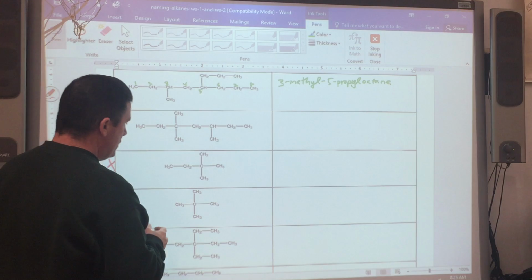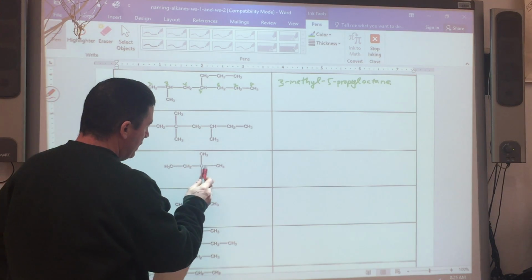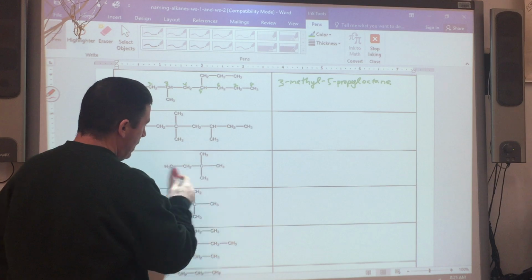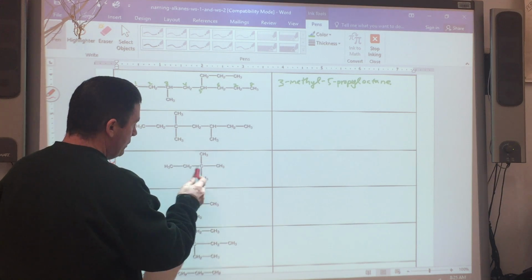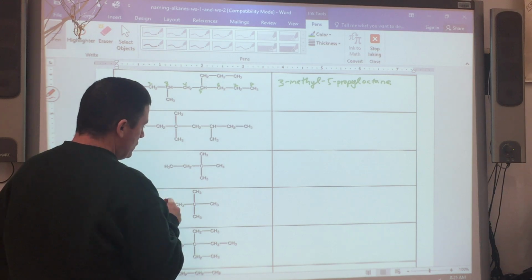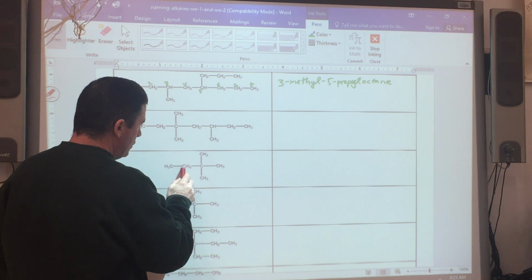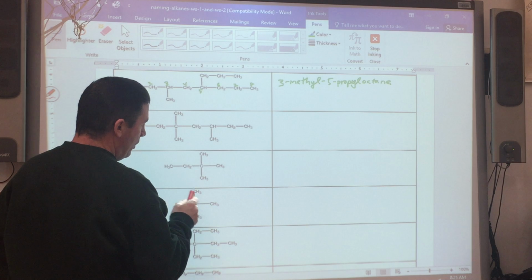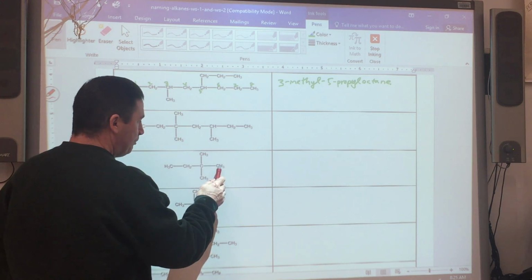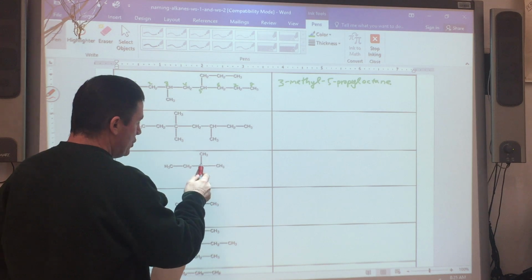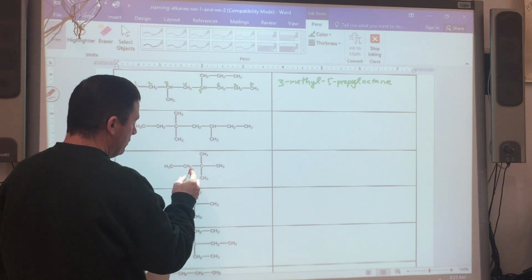This one seems a little bit easier. 1, 2, 3, 4. 1, 2, 3, 4. 1, 2, 3. Nope. My long here is 4. 1, 2, 3, 4. It doesn't matter which way I go here. Okay, so do I start here? 1, 2, 3, 4. So I would have 2 methyl groups on the third one. Or do I start over here? 1, 2, 3, 4. I'm going to choose 2 over 3.